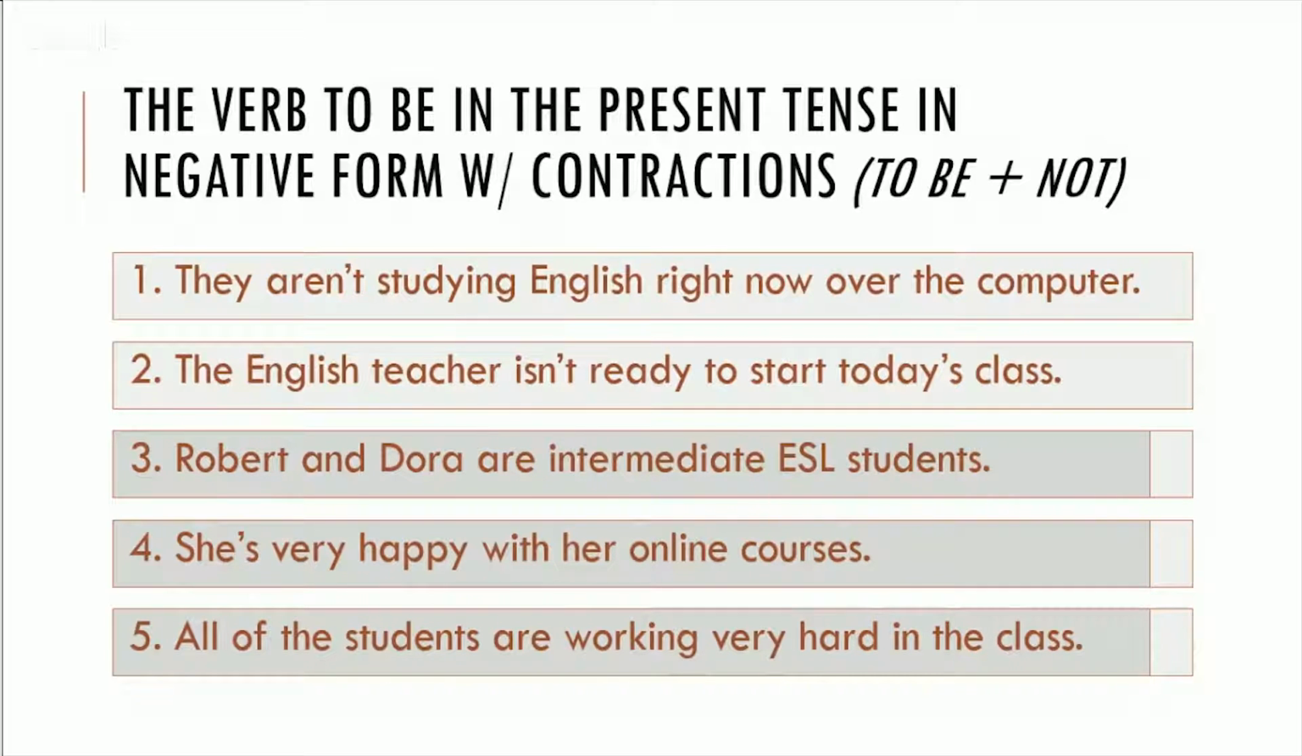Robert and Dora are intermediate ESL students. Give me number 3 in negative. Robert and Dora are intermediate ESL students. Give me that one in negative, right? And I'll wait for that one in the negative, doing a contraction with the verb to be and not.